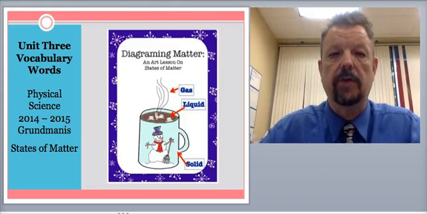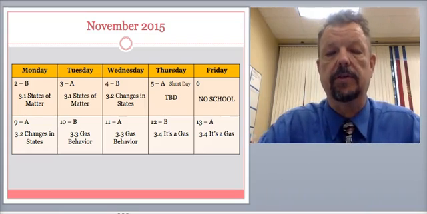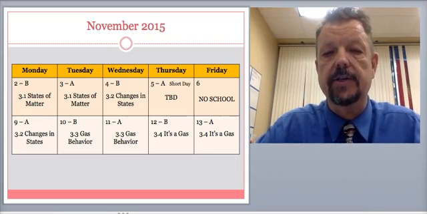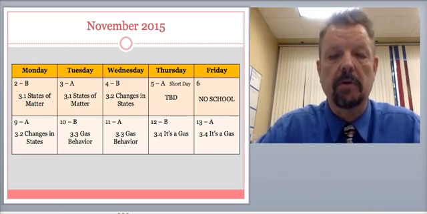Unit 3 Vocabulary Words. Schedule for this unit: states of matter is on Monday and Tuesday, November 2nd and 3rd. Changes in the state of matter is going to be Wednesday, November 4th, and Monday, November 9th.